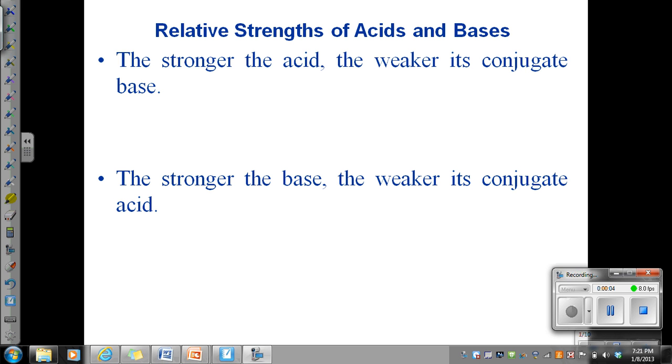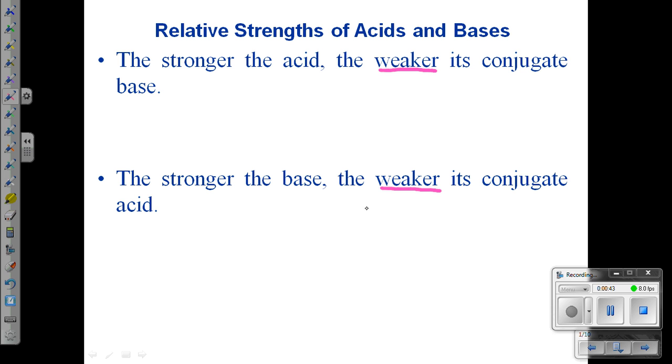One of the things we talked about in class today was how you could determine the strength of an acid and then the strength of its conjugate base. So just kind of reviewing, the stronger the acid, the weaker its conjugate base, and the stronger the base, the weaker its conjugate acid. And in both of these situations, when we say weaker, what we mean by that is weaker than water. And that means water acting as either an acid or a base.